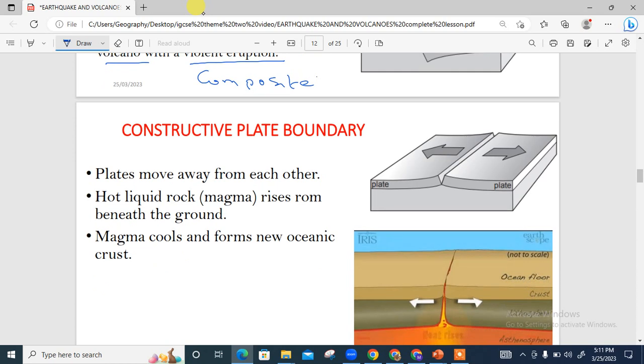Now, however, in a constructive plate boundary, what happens there is that the plate, here it can either be continental or oceanic, whichever.